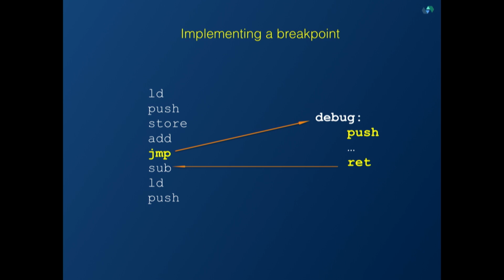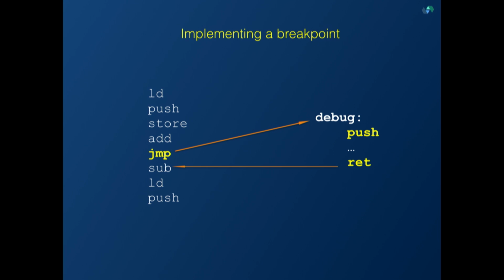This jump will go to a debug subroutine. This debug subroutine will push the return address, run some debugging code, and when it's done, it will return to the subsequent instruction. So this is how debuggers have been built for my whole lifetime. And so this is the basic concept.